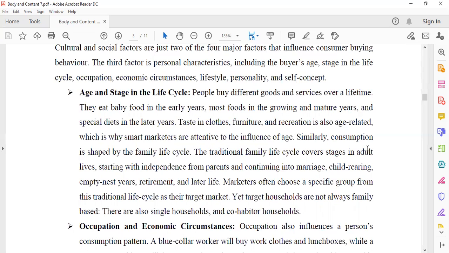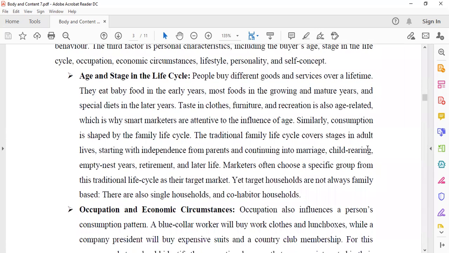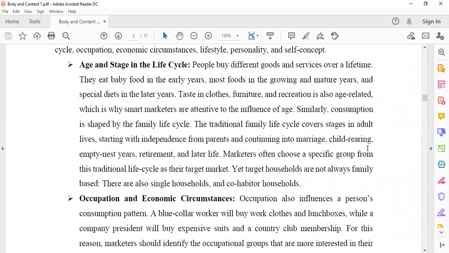The same thing happens with families, newlyweds. Their product demand is quite different from that of a family that has about 3, 4 kids. And as the kids grow, maybe going to university, getting married, the demand of that family begins to change again to something else. So the family life cycle also has a way of affecting consumption patterns of buyer behavior.